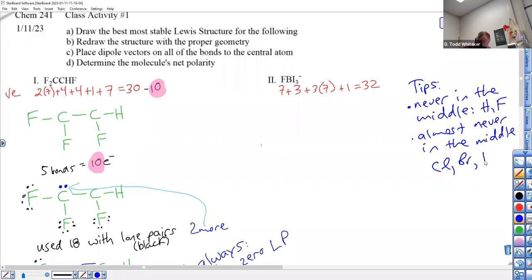I didn't hit that button this time. Oh, wrong icon. Sorry. I'm losing it.